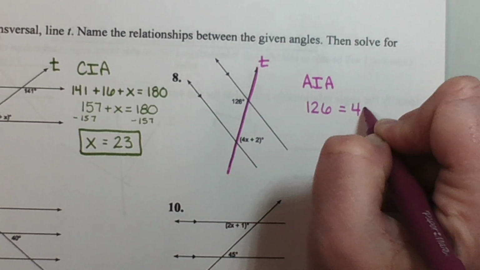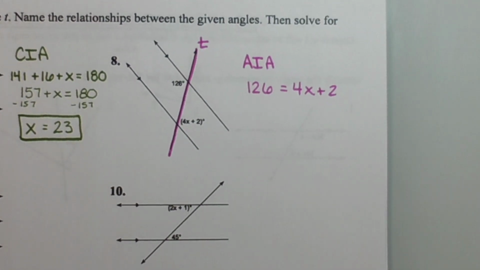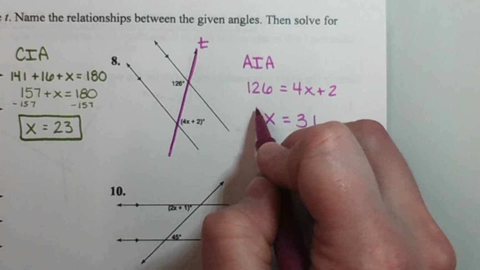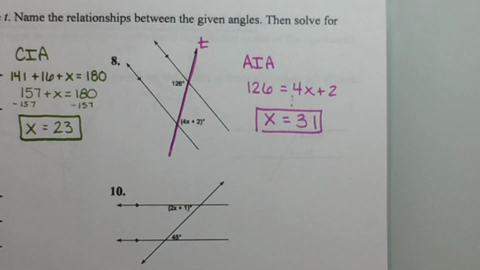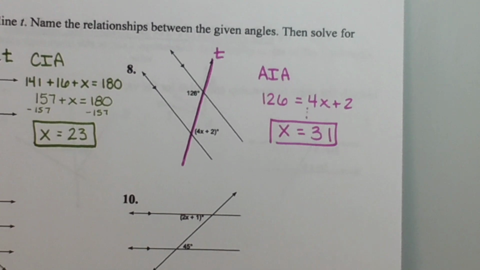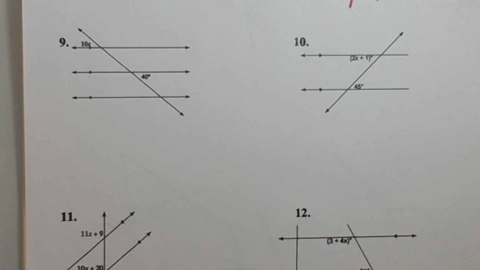126 is equal to 4x plus 2. Do you trust my solving skills? Yes. X is 31. For the sake of our notes, we're going to that. Question 9.